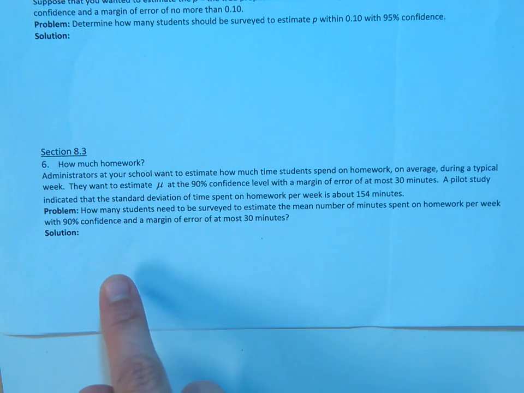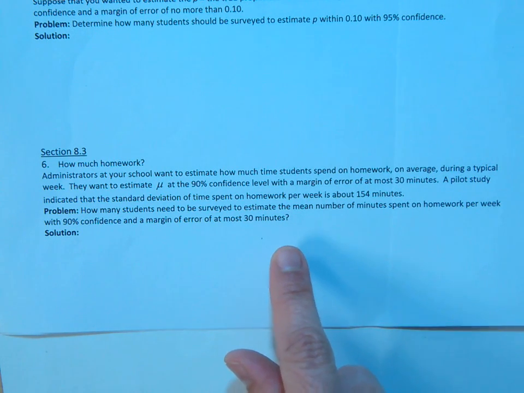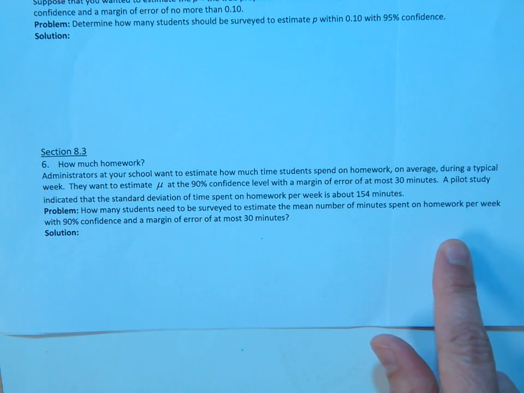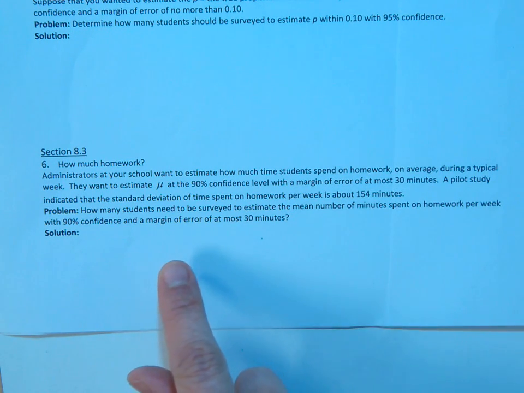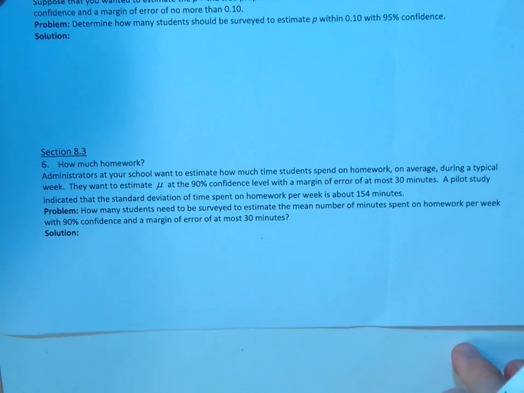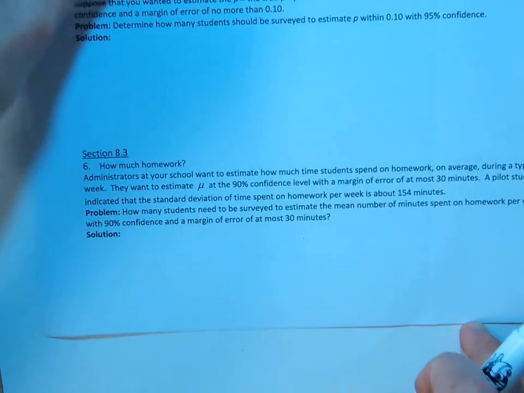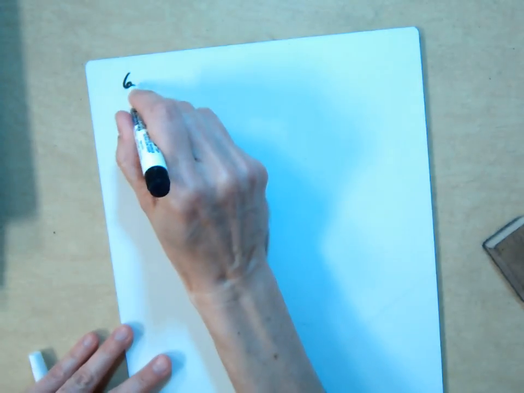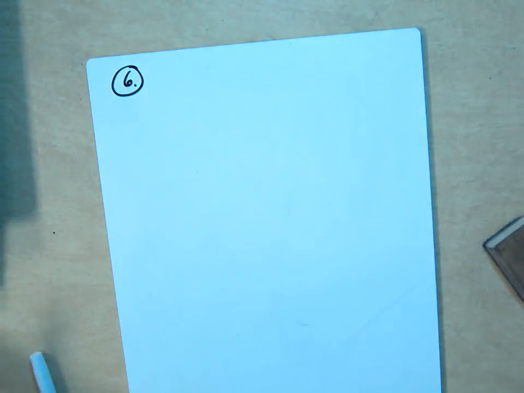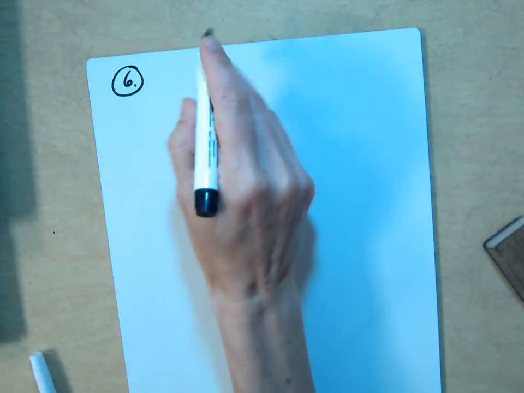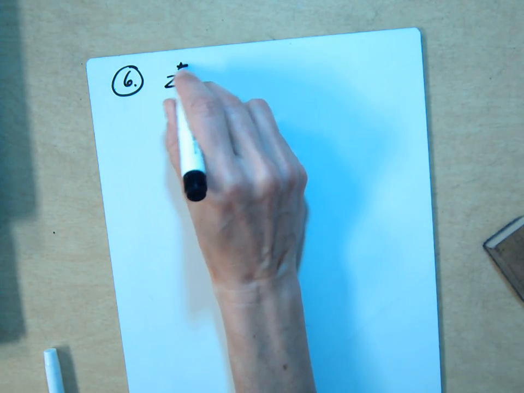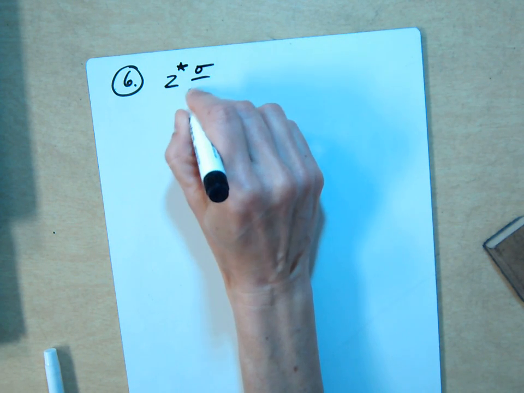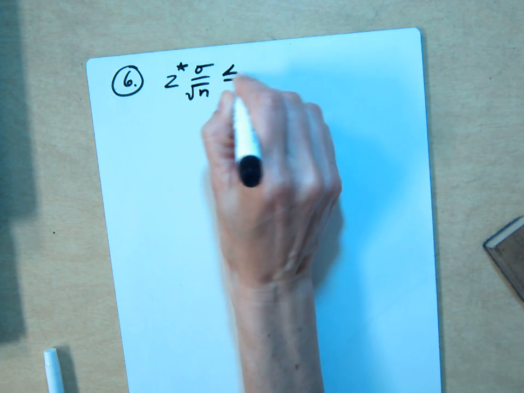It's not always true. How many students need to be surveyed to estimate the mean number of minutes spent on homework per week with a 90% confidence and margin of error at most 30 minutes? Okay, so for number 6, some extra examples. Number 6. We are going to use this part. We're going to use z-star times standard deviation over square root of sample size less than or equal to the margin of error.